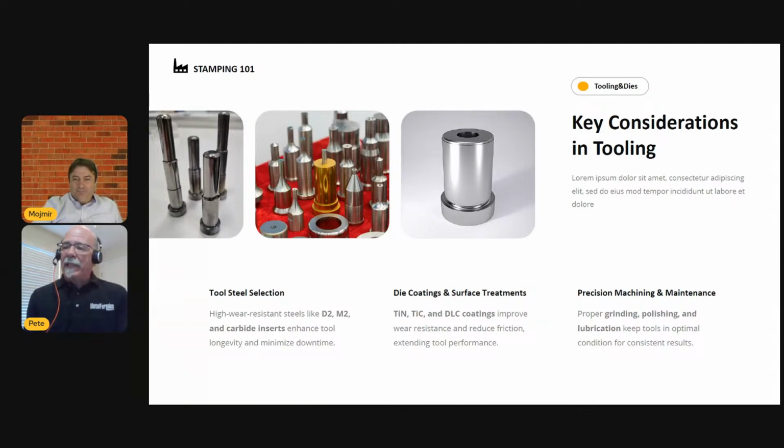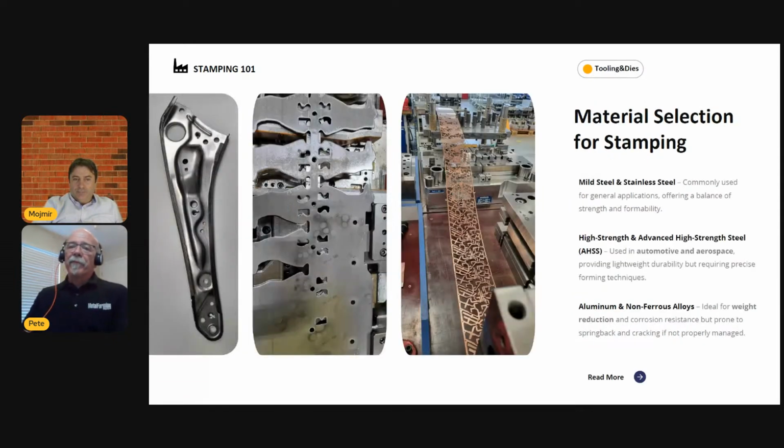So metallurgically, we're damaging the punch. So hopefully at the end, we'll have some time to look at those micrographs and I can explain it a little bit better. Material selections for stamping, we could be using mild steel and stainless steel, pretty common. Advanced high strength steels, these are the new steels that are being used in the automotive industry.